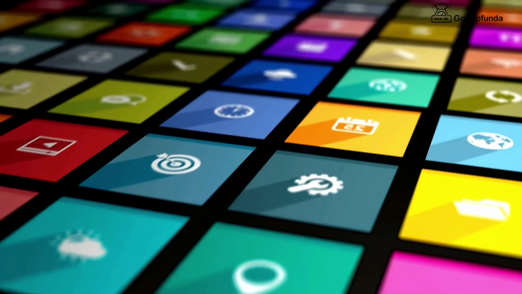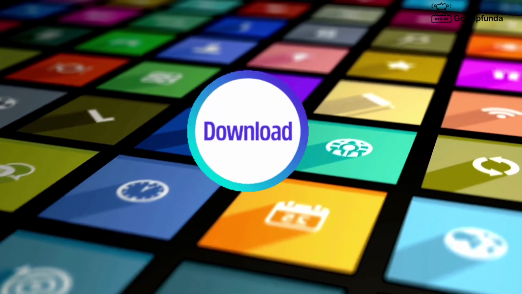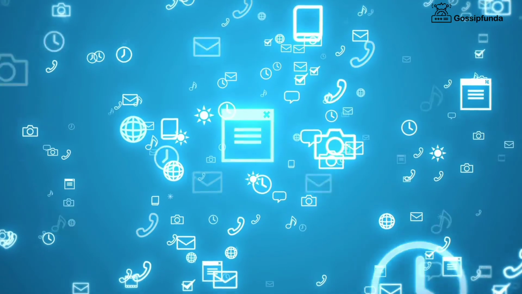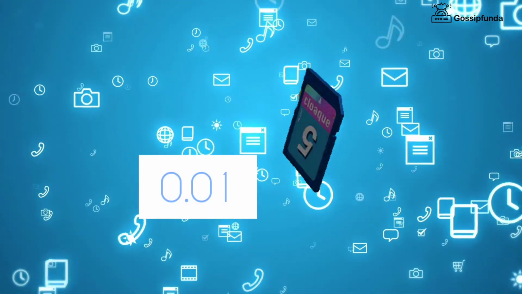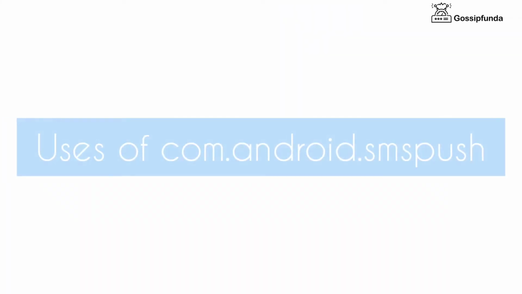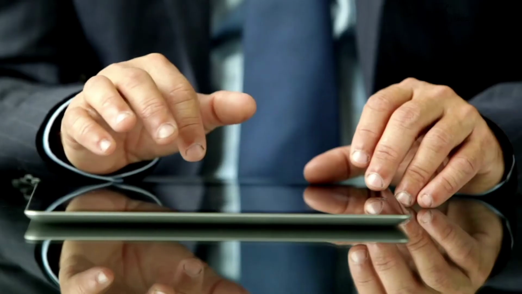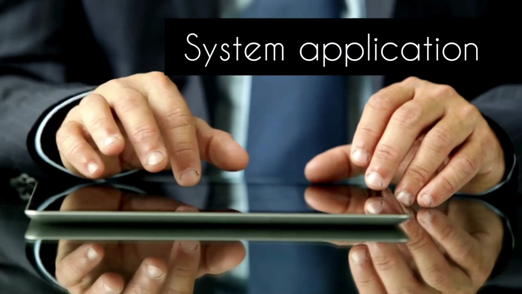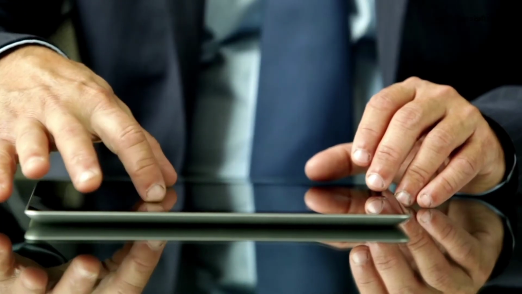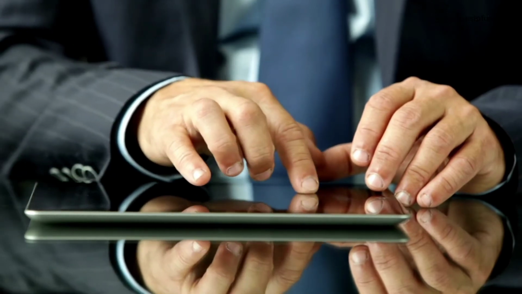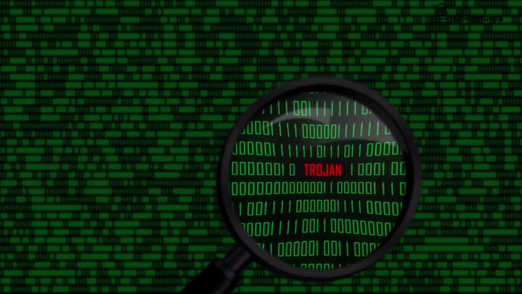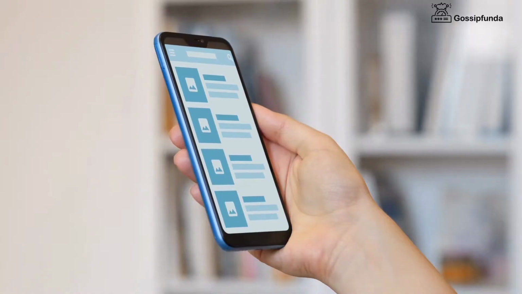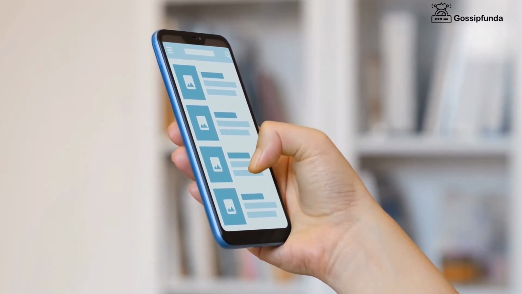The package name is com.android.smspush. This APK or application is downloaded a lot of times by the user externally. The memory of com.android.smspush is 0.01 MB. Uses of com.android.smspush. It is a by default system application used by the company or operators for informing the user about all the updates. Most of the people think this application is a virus, which it is not. It does not have any malicious code, but this condition is limited only if you have not rooted your device.